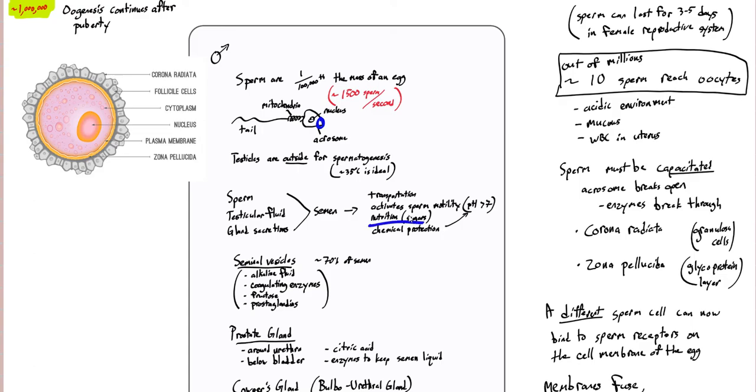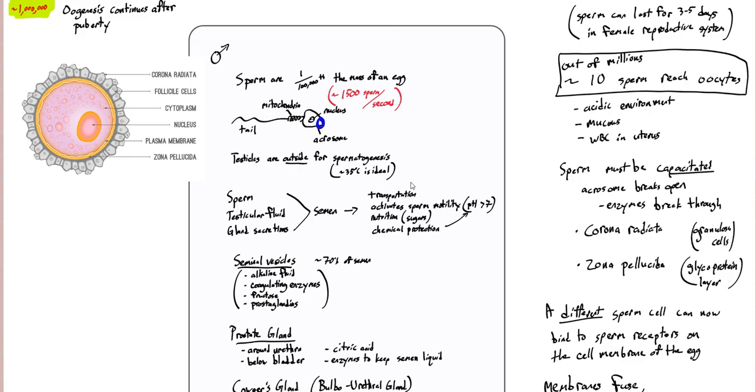And some food, some sugar, and some chemical protection, because the pH of the vaginal canal and the pH of the uterus are not ideal for the sperm. It's kind of hostile to the sperm. Only the strongest ones can make it through.